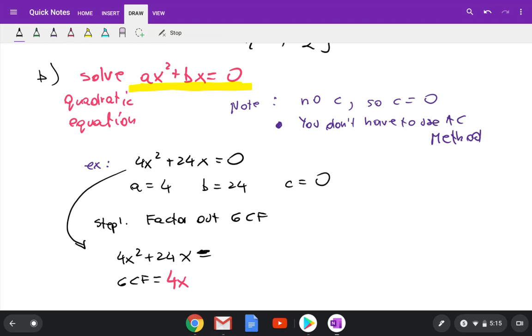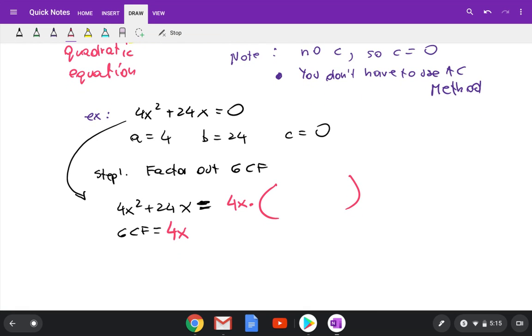So this is the same as 4x times x plus 6. So again, how I got that x: I took the original expression 4x squared and I divided by the GCF, and that's how I got x.